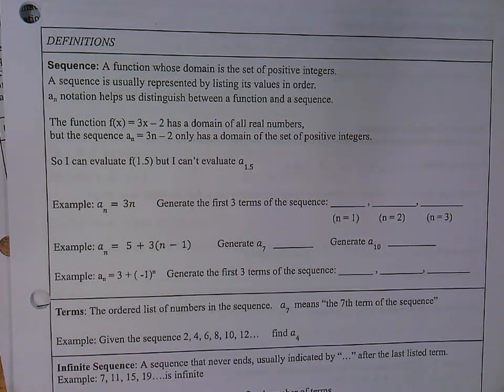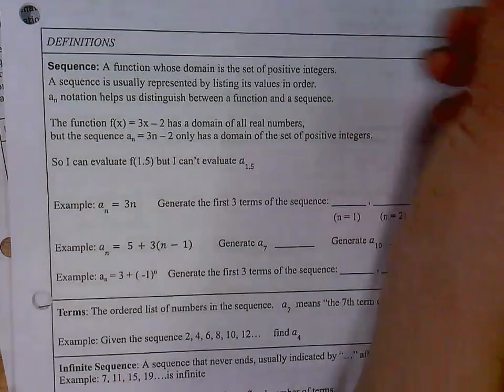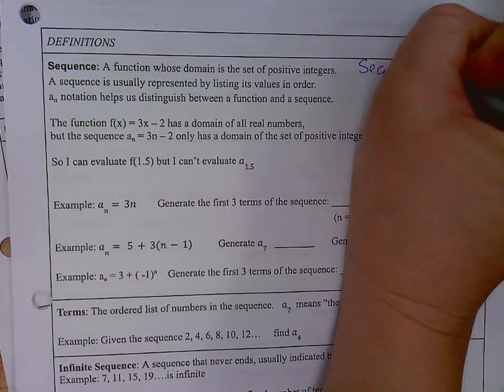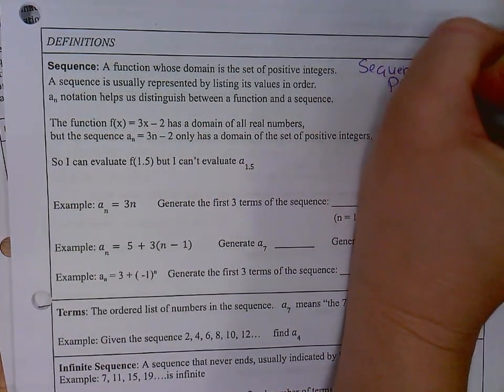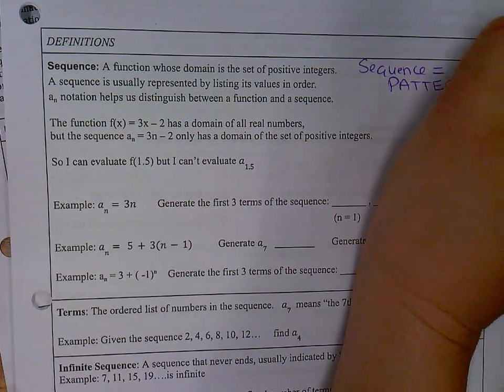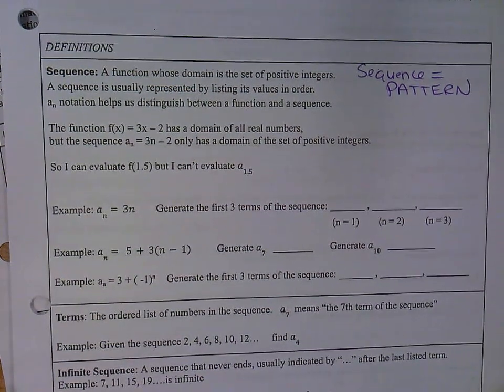So what is a sequence? A sequence is just a pattern. Sometimes I have students add that a sequence is just a pattern, because for some reason, remembering the word pattern is easier than just a function whose domain is the set of positive integers. Sometimes it's easier to just say that a sequence is a pattern.